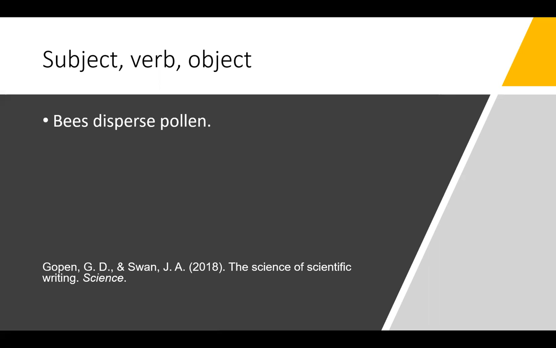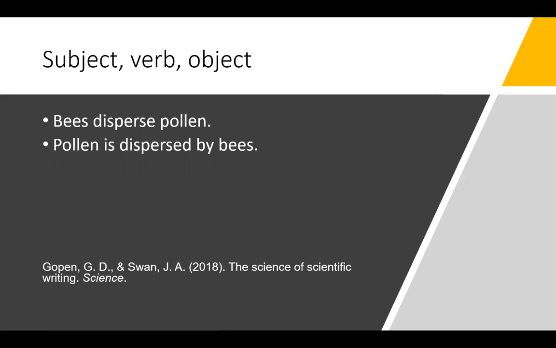So bees disperse pollen. Very, very simple sentence. You have the subject, which is bees. You have the verb, which is disperse. And you have pollen, which is the object that is being dispersed. You can immediately visualize what's happening in this sentence. It's not complex. You have two concrete nouns, the bees and the pollen, that are being described thanks to a very concrete verb.